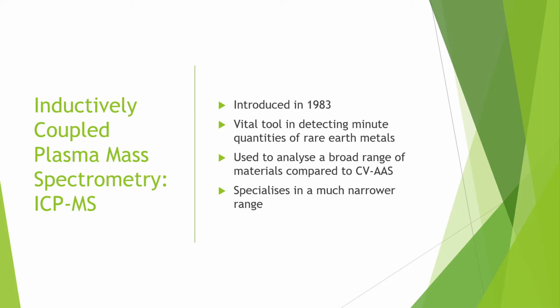Inductively coupled plasma mass spectrometry, or ICP-MS, was introduced in laboratories in 1983 and serves as a vital tool in detecting minute quantities of rare earth metals. ICP-MS can be used to analyze a broader range of materials compared to CVAAS and specializes in a much narrower range.